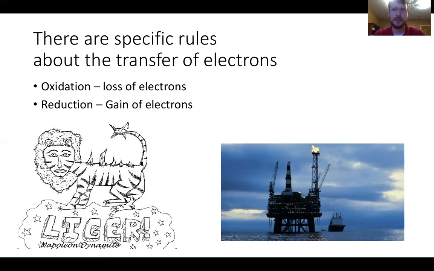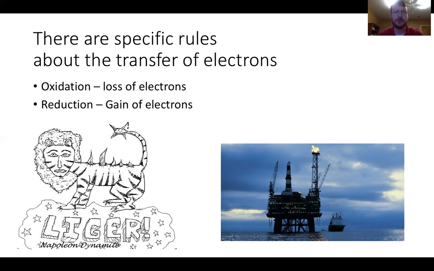I have 2 pictures here on the slide for a perfect example of a memory trick, a mnemonic that we can use to help us remember this. You have OIL RIG on the right. Oil rig: oxidation is loss, reduction is gain, right? So oxidation is loss, reduction is gain. I also have a Liger. If you've ever seen the movie Napoleon Dynamite, congratulations. If you haven't, I would recommend it. But they draw a Liger. It's not Liger, it's LEO-GER, L-E-O-G-E-R, where loss of electrons is oxidation, gain of electrons is reduction.